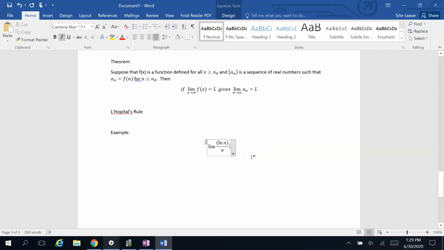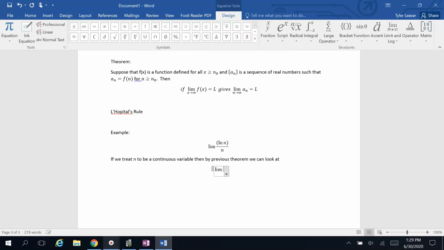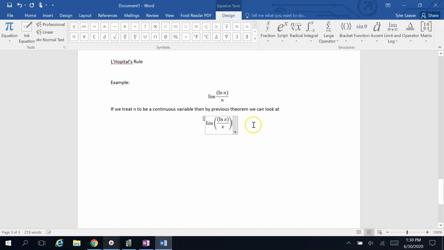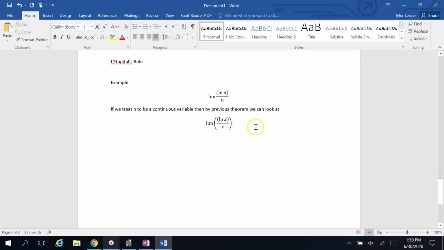Instead, if we treat n to be a continuous variable, then by the previous theorem, we can look at the limit as x goes to infinity of the natural log x divided by x. This is going to be L'Hopital's rule. Because if I plug x to be infinity up top, natural log of infinity blows up to infinity, the x in the denominator blows up to infinity, and I end up with infinity over infinity, which is a classic L'Hopital's rule thing.